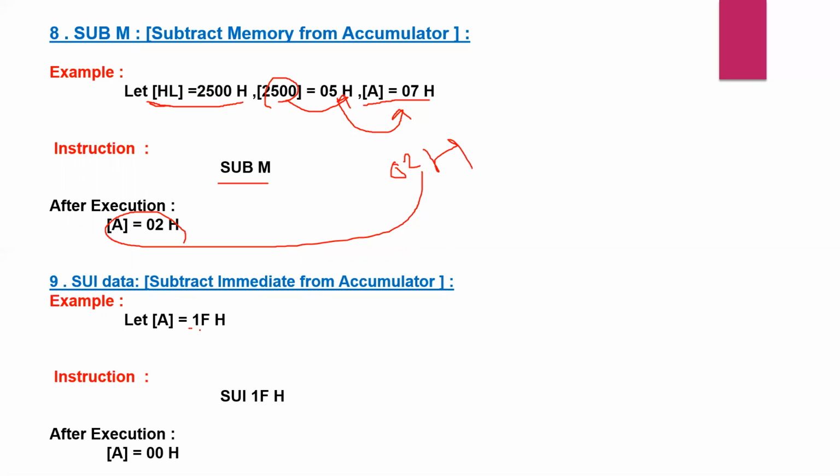Let accumulator has data 1F. Instruction is SUI 1FH. This is immediate data 1FH. After subtraction of immediate data and accumulator, accumulator has data 1F and our immediate data is 1F. The result is 00. After execution of this instruction, accumulator contains data 00H.